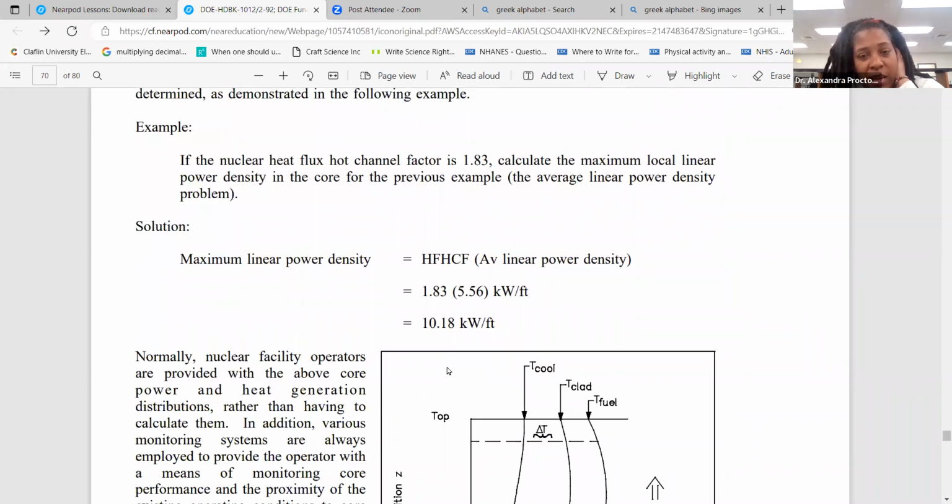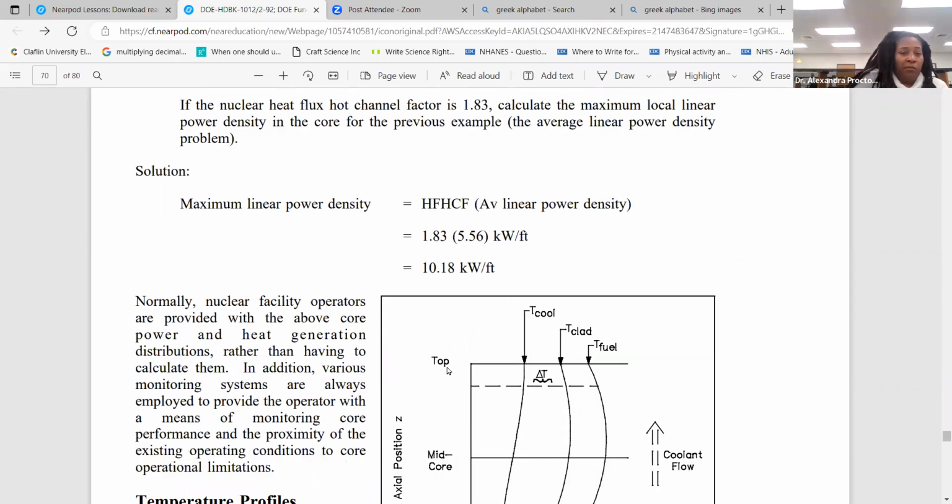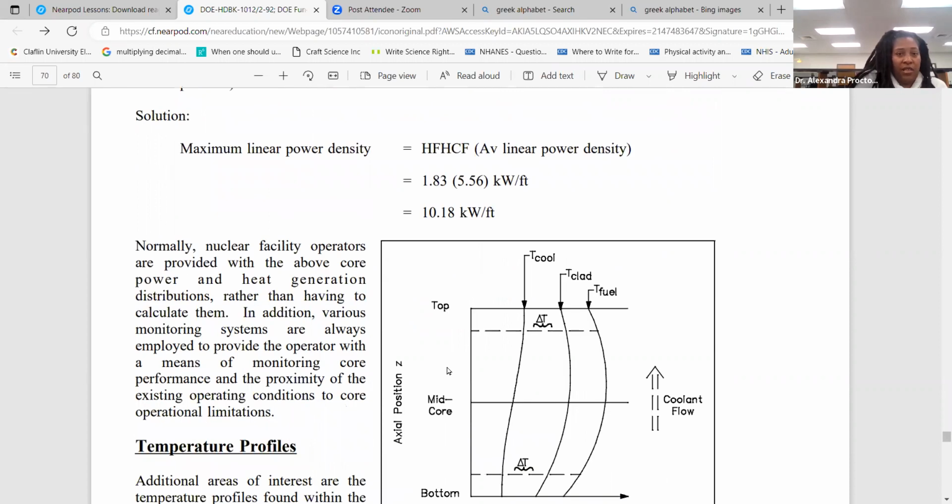So maximum linear power density is equal to the heat flux hot channel factor times the average linear power density. And so they multiply 1.83 times the previously calculated value, which is 5.56 kilowatts per foot, and they wind up with a maximum linear power density of 10.18 kilowatts per foot. Okay, so that's the second equation.